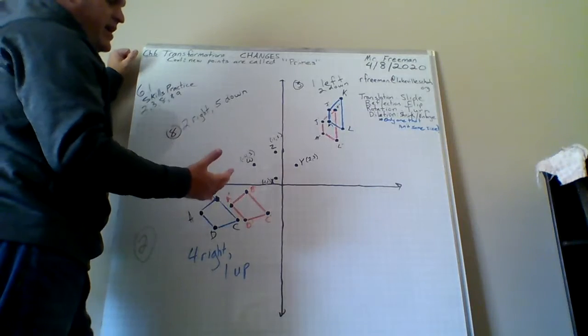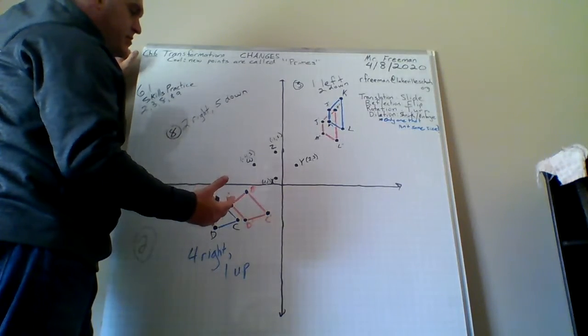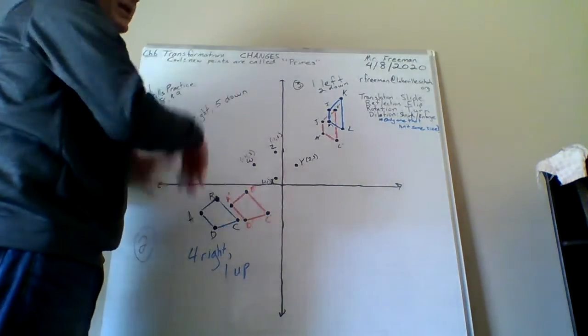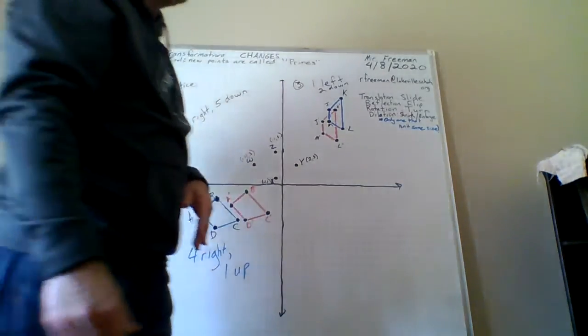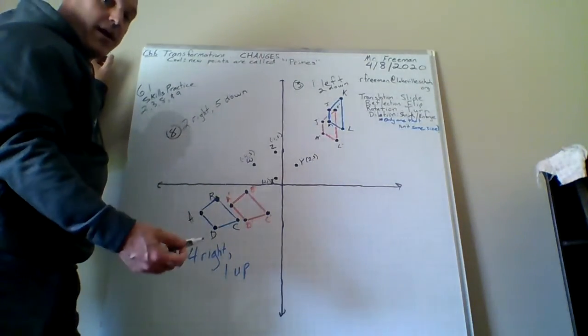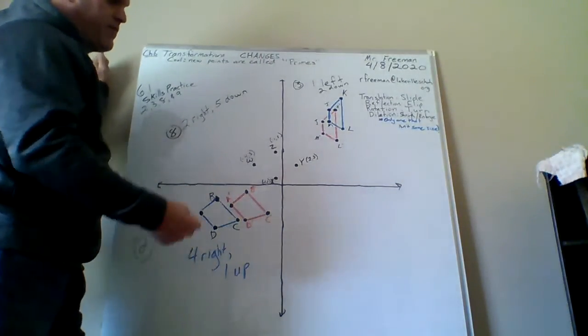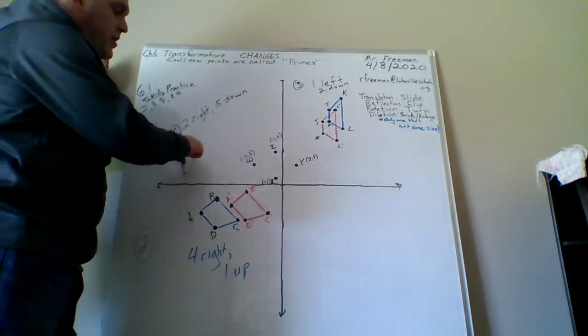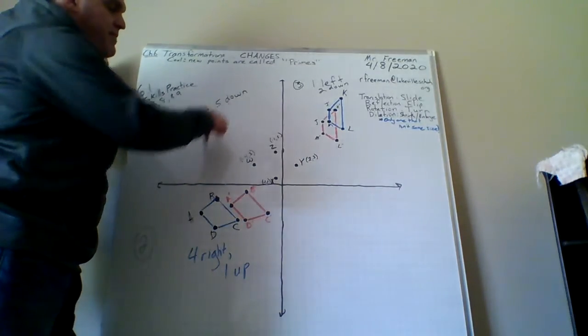The bottom half takes it one step further and asks you to originally graph the shape and then translate it after you've graphed it. Now I started it for you. The next one I'm not going to start. We're going to do the whole thing from start to finish. But number 8 says 2 right, 5 down.